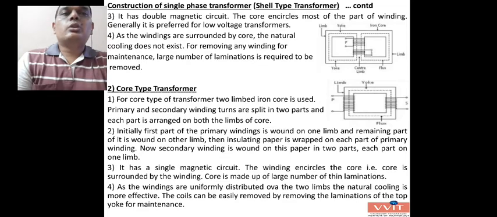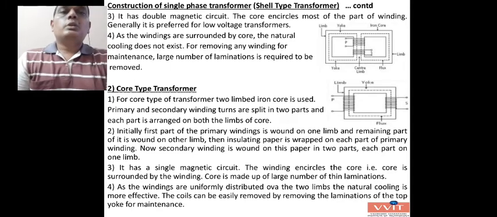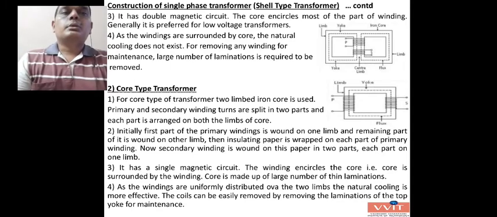As the windings are surrounded by the core, natural cooling does not exist. For removing a winding, for example if there are some shorts and you have to remove the winding, it is somewhat complicated. A large number of laminations are required to be removed. And coming to the second one, we have the core type of transformer.